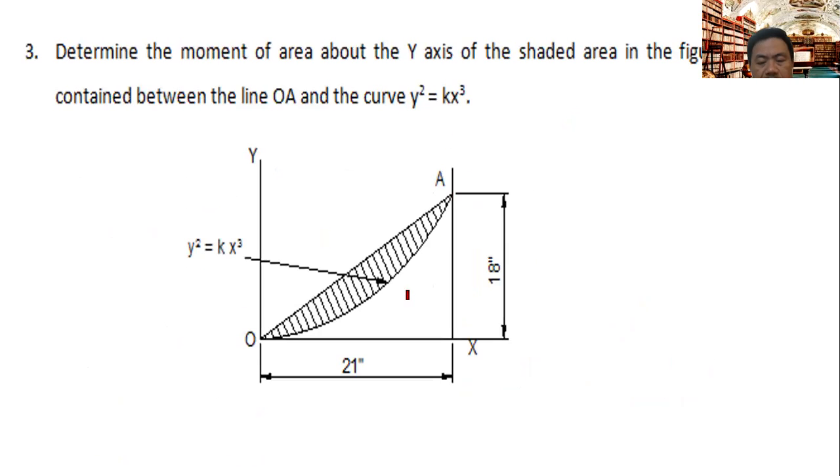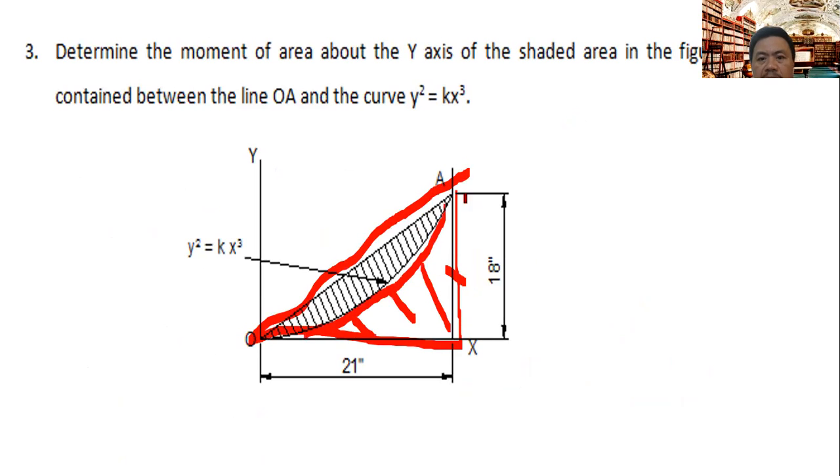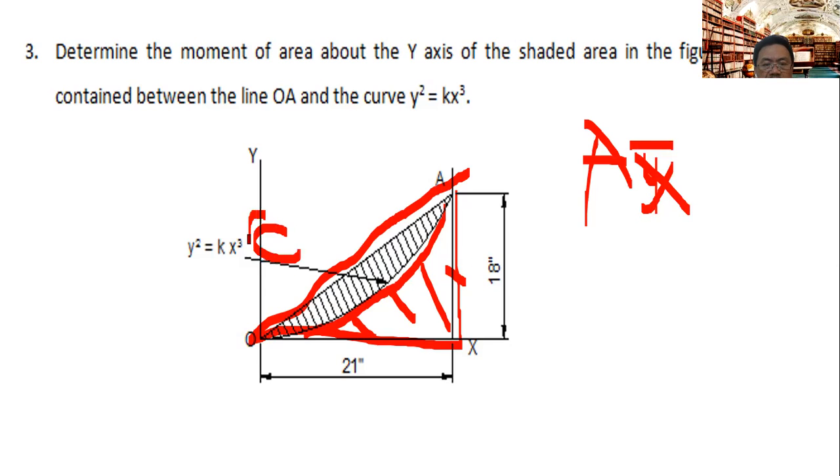So about this spandrel. So here we are just going to subtract the big triangle by this spandrel. Okay, this is the spandrel. To compute for the moment of area about the y-axis of the shaded area. So we are interested in the moment of area. When you say moment of area, it is just area multiplied by the centroid. This is moment of area about the y-axis, moment of area, AX, because it's coming from the y-axis.